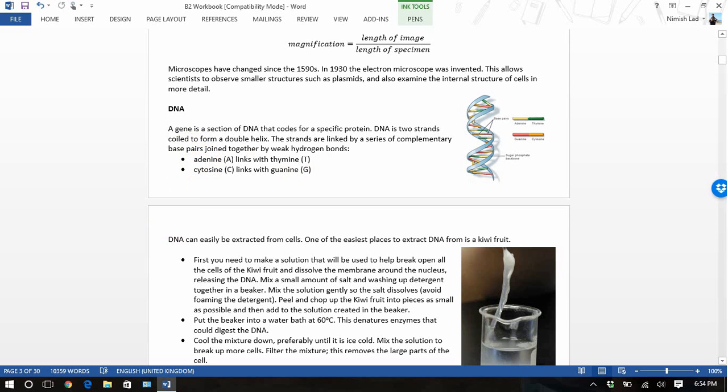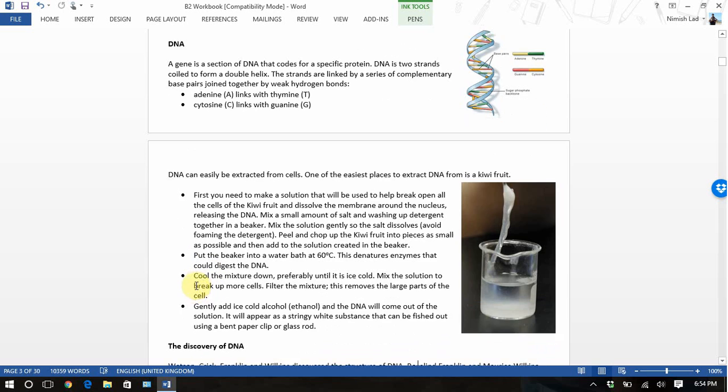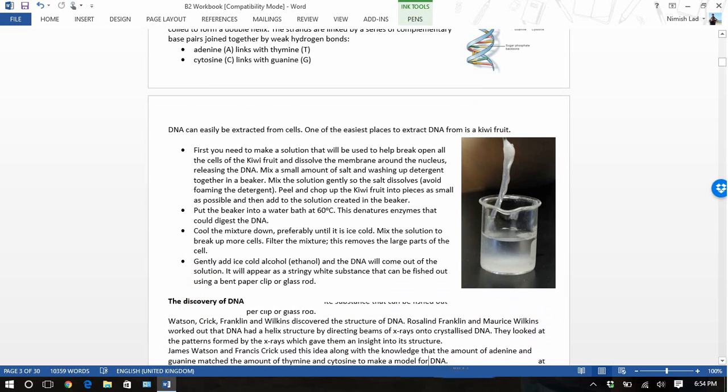You should have done an experiment in class about extracting DNA from, say, kiwi fruit or strawberries. It's pretty straightforward. You need to make a solution to break up all the cells within the fruit and dissolve the membrane around the nucleus, which releases the DNA. You add salt and washing up detergent together in a beaker. You don't want it to foam, this detergent. Essentially, it's creating a buffer.